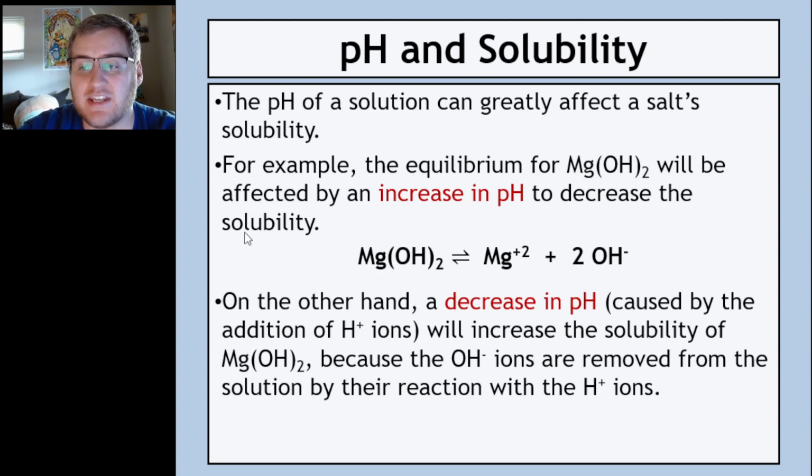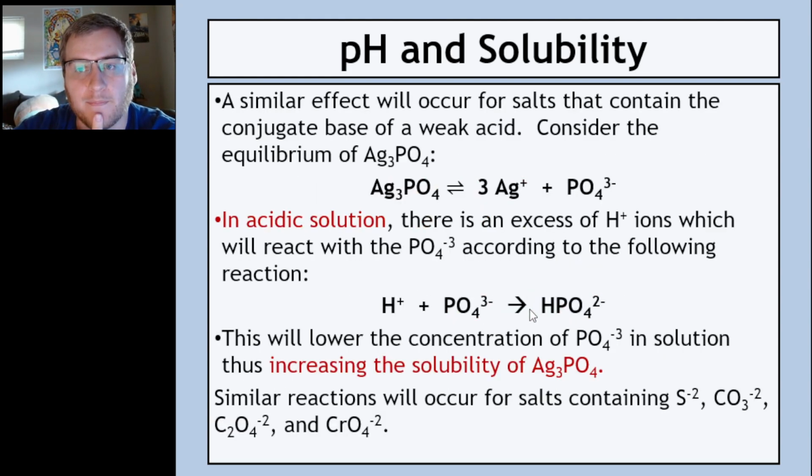On the other hand, a decrease in pH caused by the addition of H+ ions will increase the solubility of this a lot because the OH- ions are being removed. If I dissolve this in an acid, like I said, it would actually reduce the amount of hydroxides here because they would bond together, make water, and go away. And it would actually push the equilibrium to the right. So bases don't dissolve well in basic solutions because there's already hydroxides floating around, but they dissolve really well in acidic solutions, and vice versa.